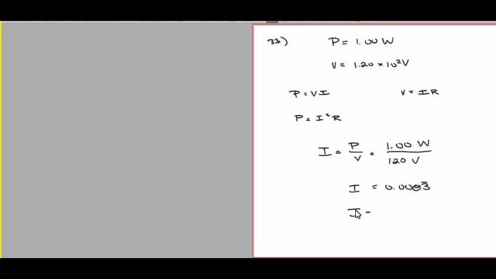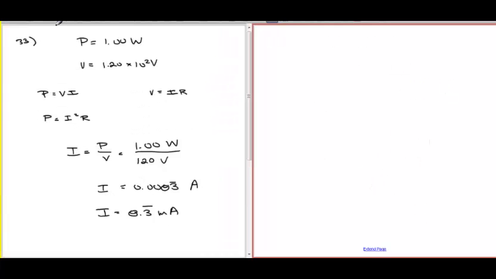0.008333. Sometimes we write small things like that as milli, so it's going to be 8.3 milliamps, because you multiply by 1,000. Sorry, so these are amps. Watts divided by volts is amps. Okay, so that's the first part. And for the resistance, you go to Ohm's law.